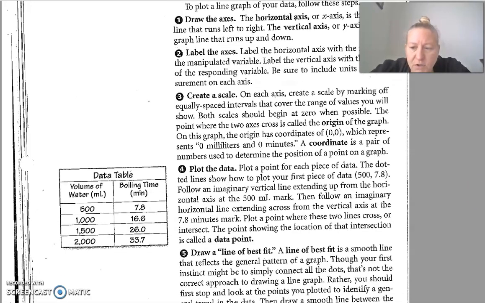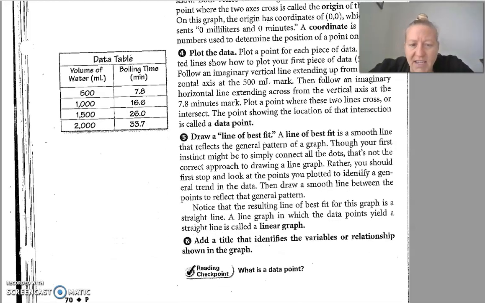Then the last step is to draw a line of best fit. A line of best fit is a smooth line that reflects the general pattern of a graph. Though your first instinct may be to simply connect the dots, that's not the correct approach to drawing a line graph. Rather, you should first stop and look at the points you plotted to identify a general trend in the data. Then draw a smooth line between the points to reflect the general pattern. Notice that the resulting line of best fit for this graph is a straight line. A line graph in which the data points yield a straight line is called a linear graph.